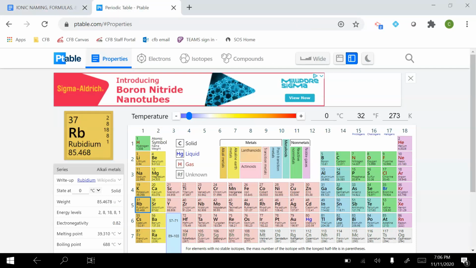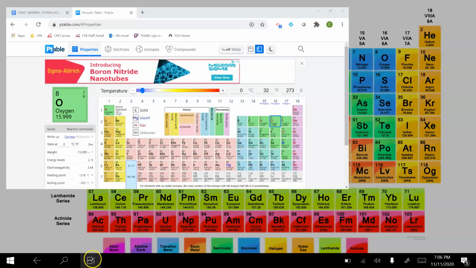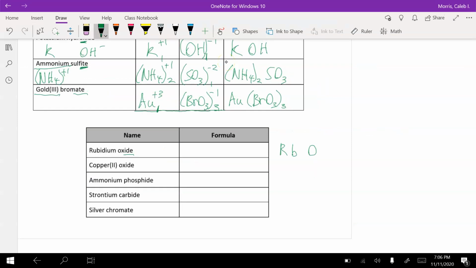Rb is in group 1a, so it's got a positive 1 charge. Oxide, oxygen, is in group 6a, which makes it a negative 2 charge. Remember, this is 0, negative 1, negative 2. So positive 1, negative 2. Rb is positive 1. O is negative 2. Our shortcut is crisscross and reduce. So that would be 2, 1. I can't reduce 2 and 1 any farther. So it's just Rb2O. And we don't write 1s as subscripts.